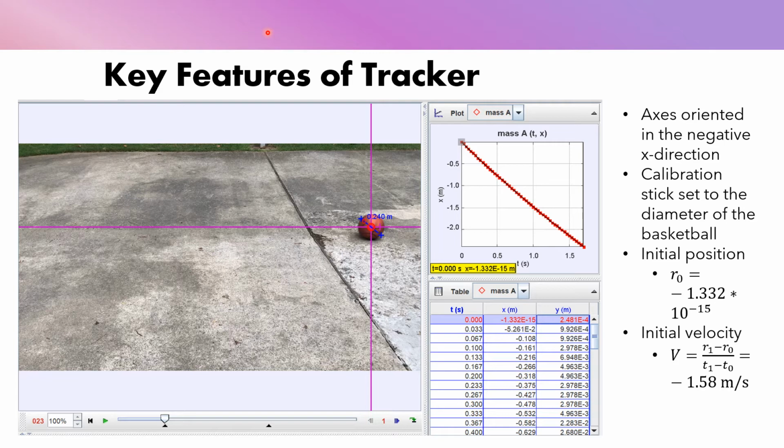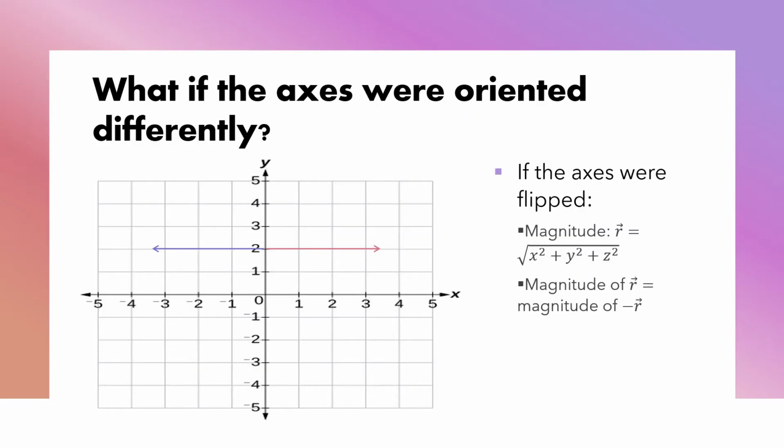The initial position was taken straight from the table, and the initial velocity was calculated using the difference of the first two position points over the time, and these values were used to initialize the GlowScript program model of motion. If my axis orientation was changed from negative to positive, which is shown in the graph as the purple arrow to the peach arrow, the magnitude of the vectors would remain the same, which is shown by the magnitude formula. However, the direction would change. This would flip the slope of the position versus time graph, and it would flip the sign of the velocity.